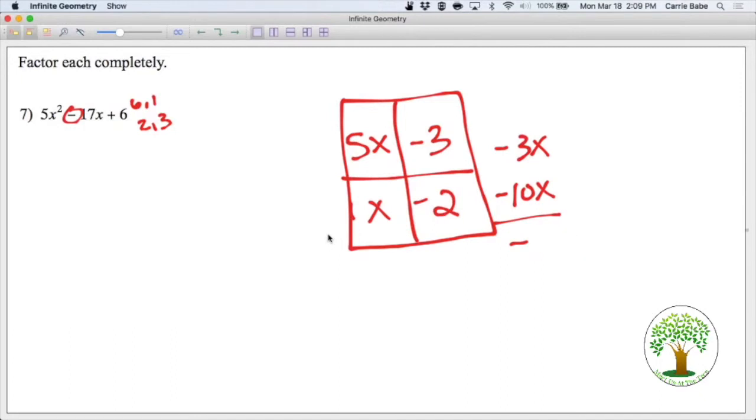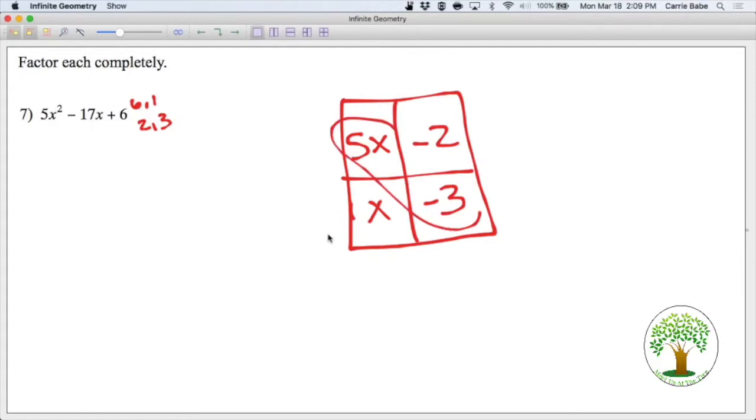Now, my other possibility is to flip the 3 and the 2. Put the negative 2 up here and the negative 3 down there. And if that doesn't work, I can put the 6 and the 1 in. So here we go. I'm going to do that diagonal. It's going to be negative 15, and this diagonal is going to be negative 2x. Is that going to give me what I want?